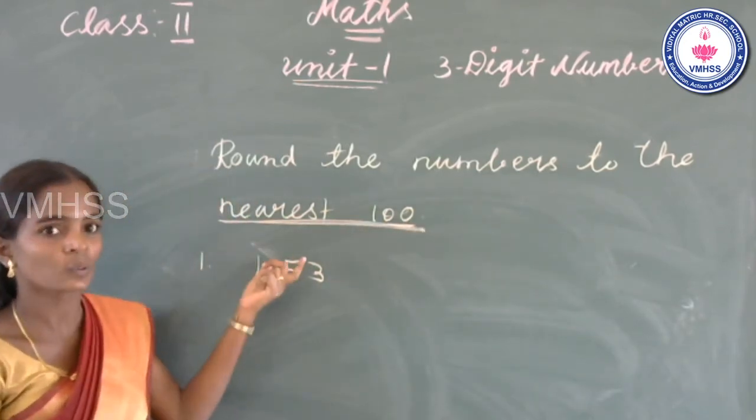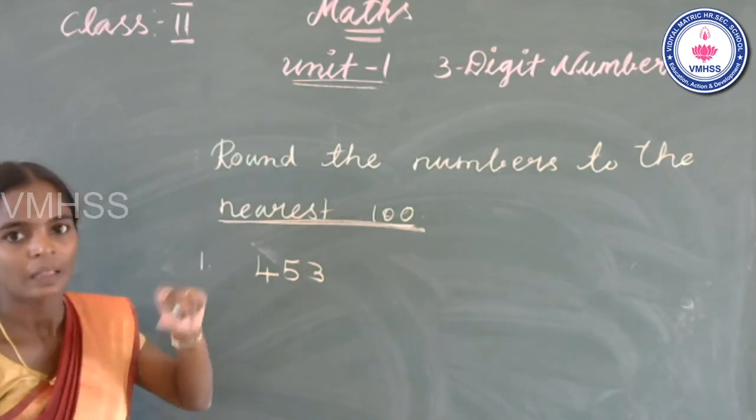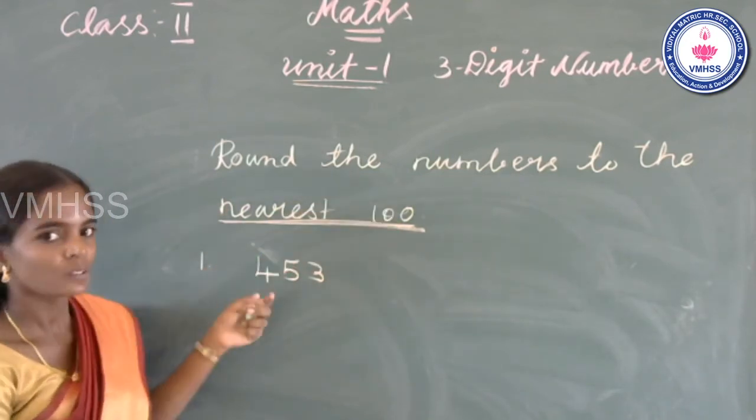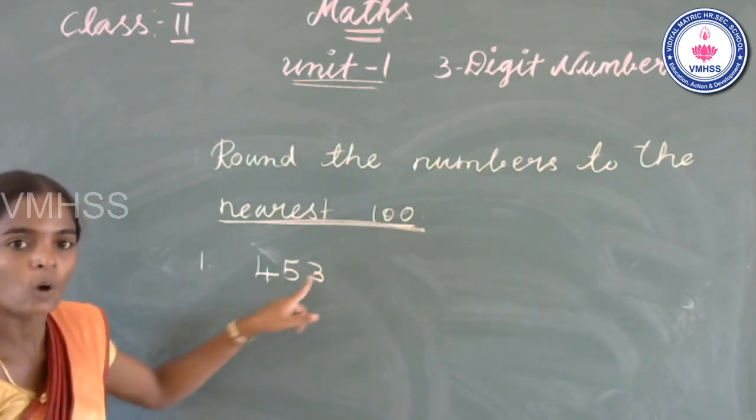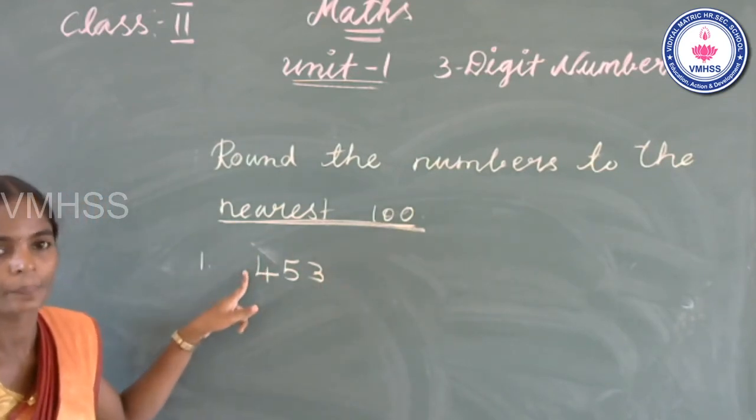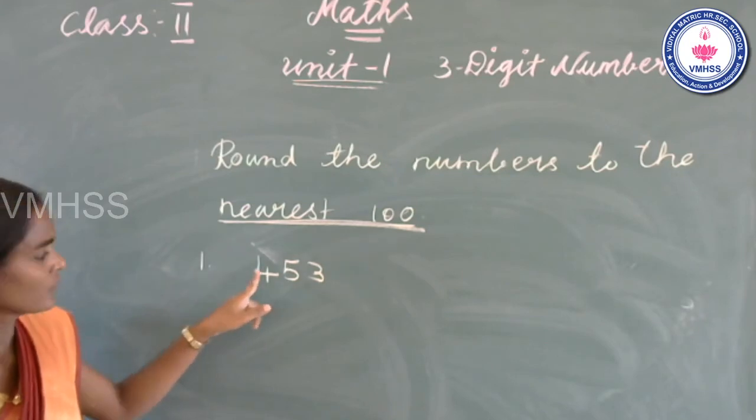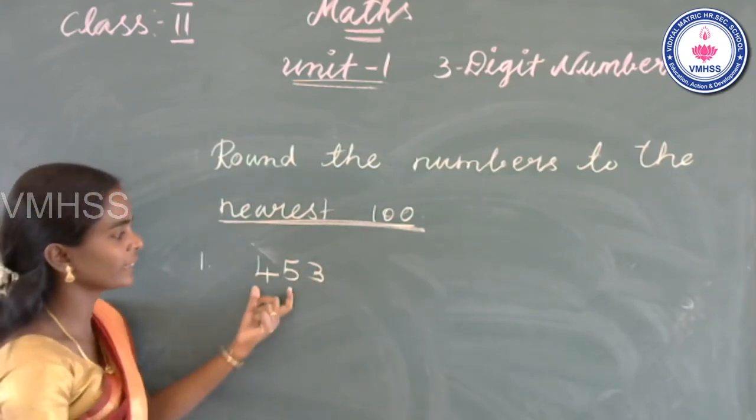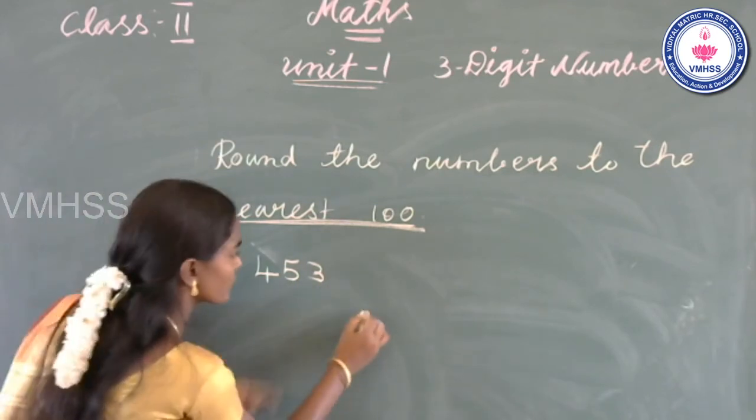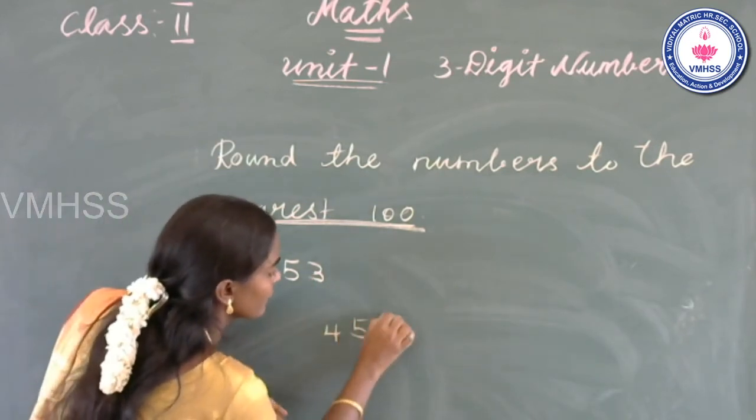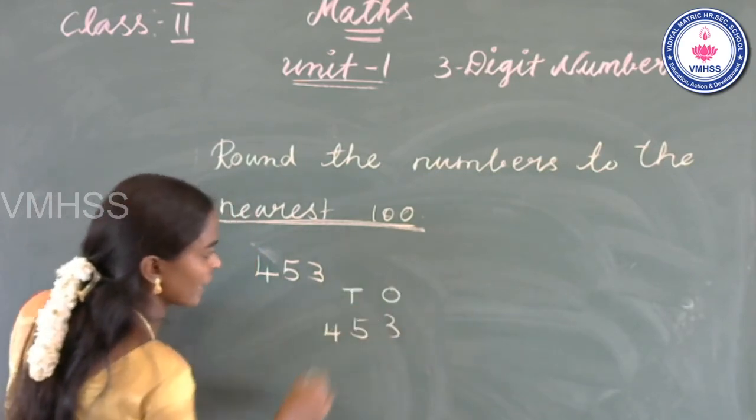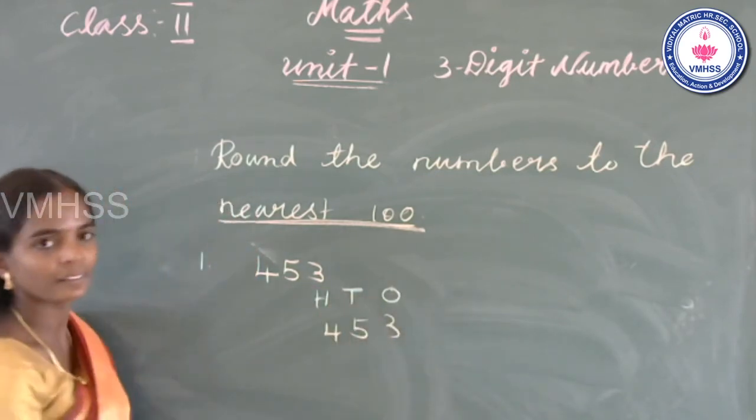Okay, last question was nearest 10, but this question is nearest 100. So first, how many digits are given? 3 digits. Children, listen. First, find out the places. In 453, the first place is ones, the second place is tens, the third place is hundreds.